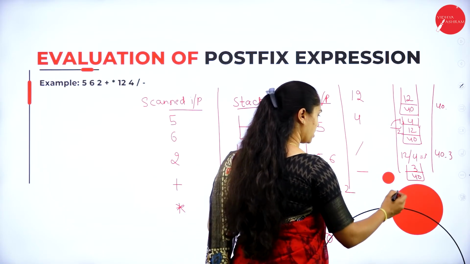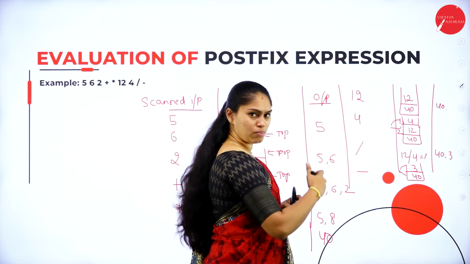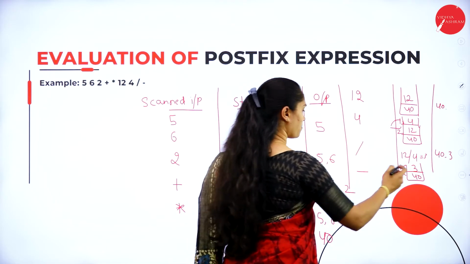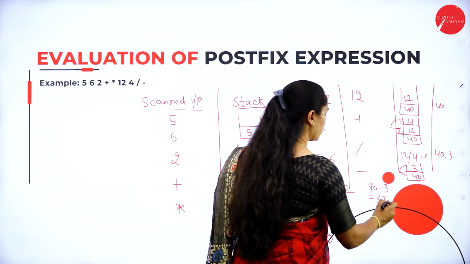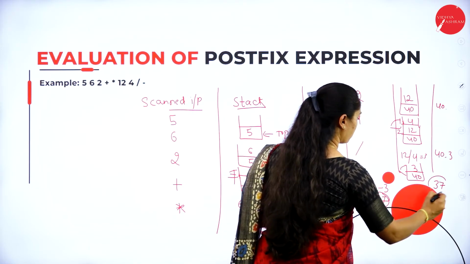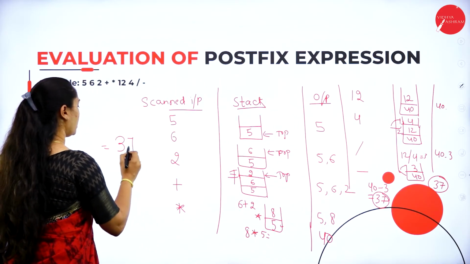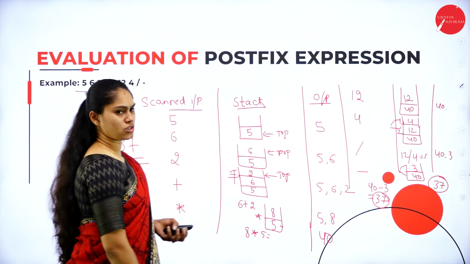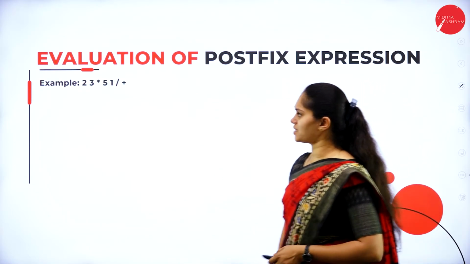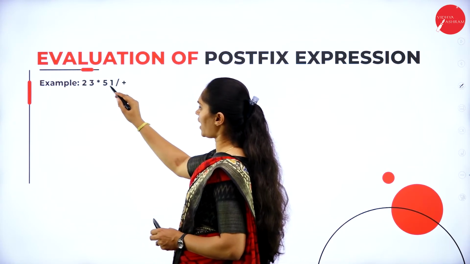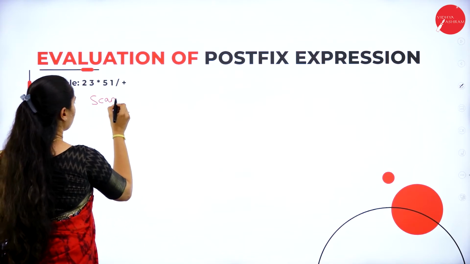Next, what do I have? Minus symbol. In this minus symbol, what do we have to do? If it is an operator, then I have to perform the pop operation. Then I need to do the calculation. So this will be 40 minus 3. Then we are going to get 37 as the result. We don't have any other input values here. So the output will be 37 for the given evaluation of postfix expression. This is how we are going to evaluate. Next, we will have one more example here: 2, 3, into 5, 1 divide plus. Let me consider this first as my scanned input.